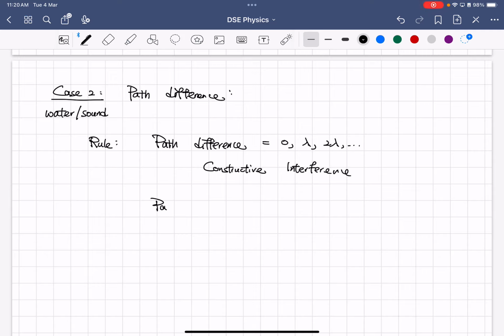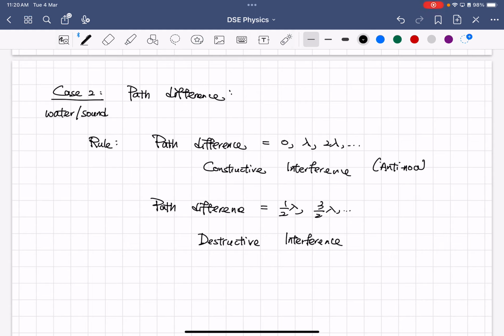If you are given the path difference and you find that it equals half a lambda, 3 half a lambda, then you will have destructive interference. In terms of lines, it means that you will be on antinodal lines. Or in terms of destructive, you are on nodal lines. Antinodal lines and nodal lines.